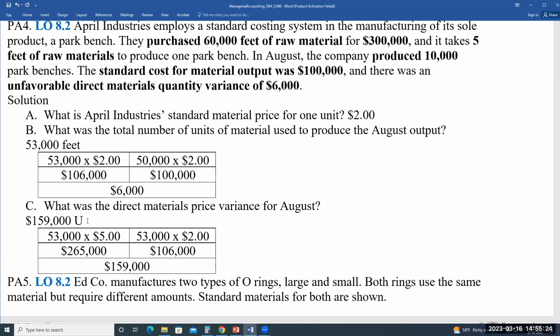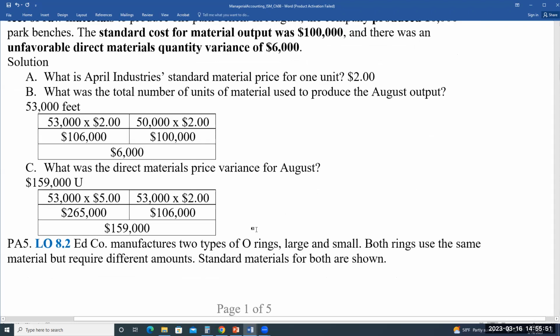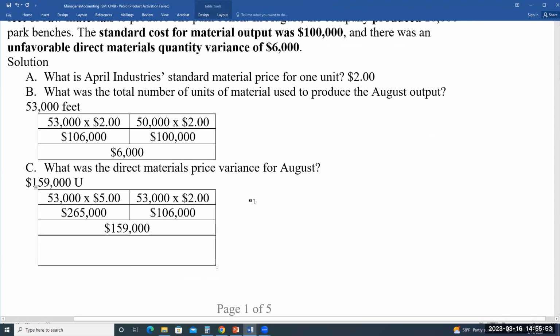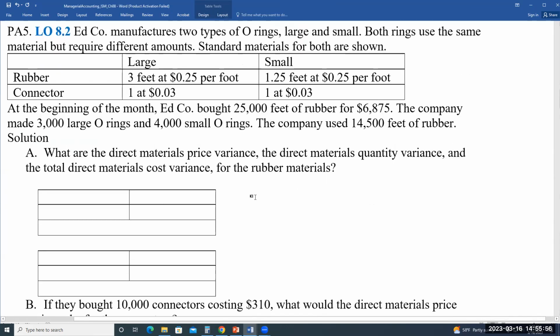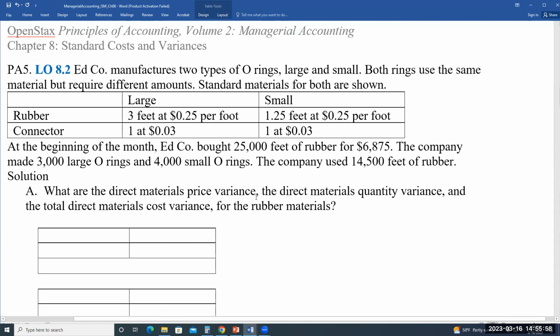Why, if our standard price is $2 per foot, we're paying $5 per foot? I don't know. Inflation, I guess. But that added up to $159,000. Any questions on number 4? No? All right. Well, next we'll do number 5. Are we ready? Got to keep an eye on the time here. I think we will finish on time.